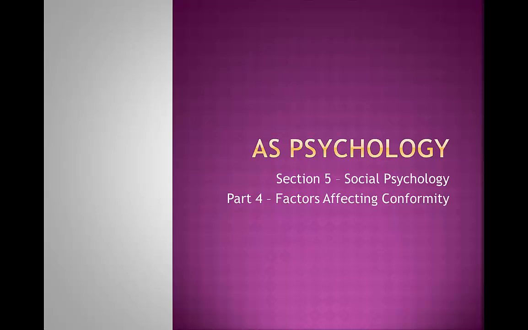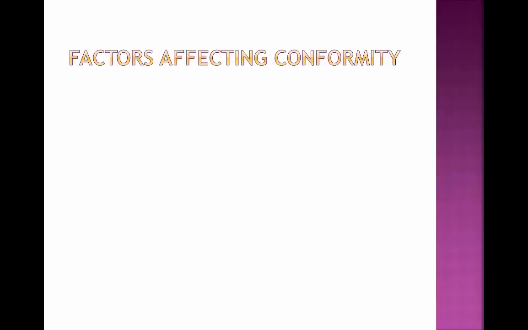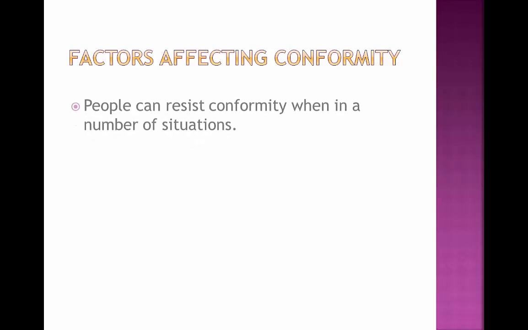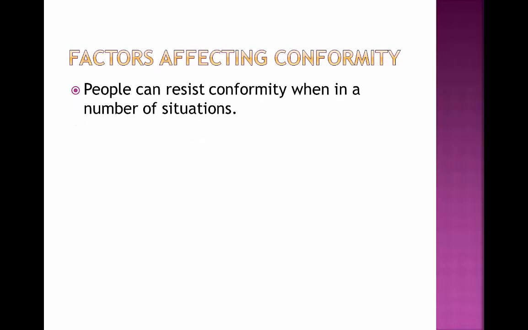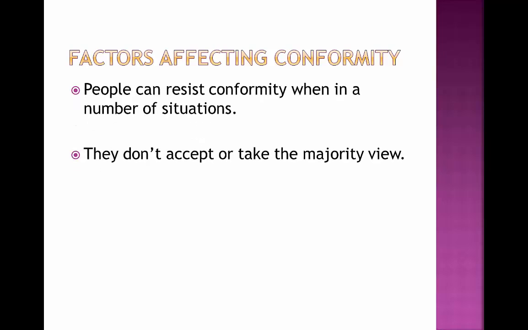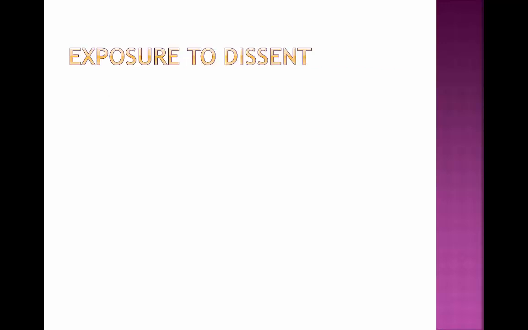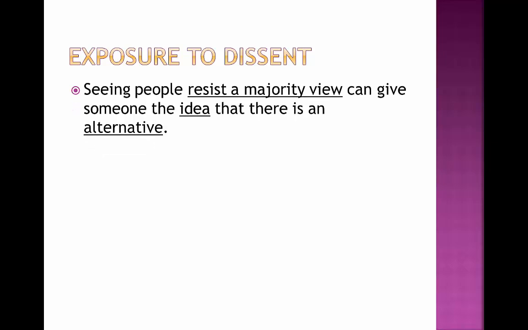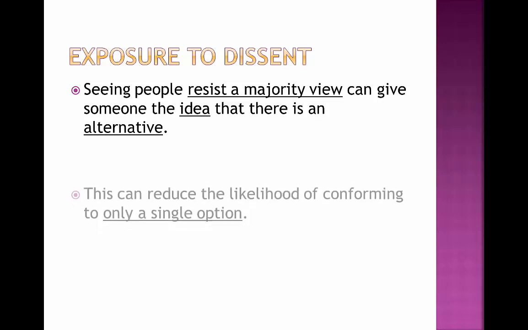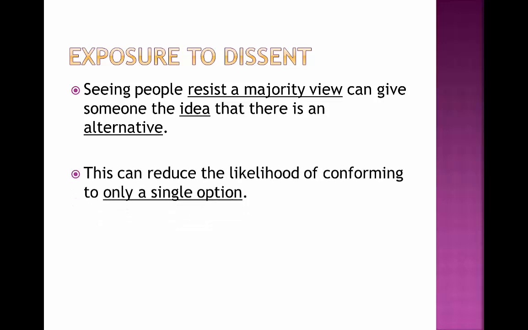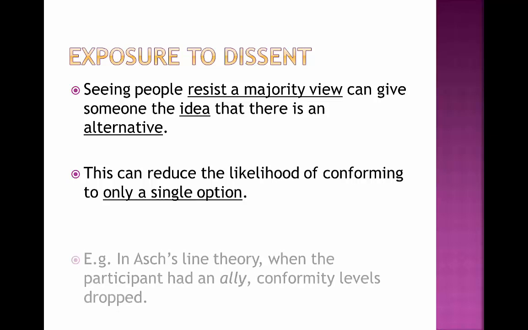Today we're going to be looking at the factors affecting conformity. People can resist conformity in a number of situations. They don't accept the majority view, however, they may end up doing so in the end. So, exposure to dissent is a factor which can make you resist conformity. Seeing people resist a majority view can give someone the idea that there is an alternative. This can reduce the likelihood of conforming to only a single option because they know that there are other options out there which may suit their opinion.